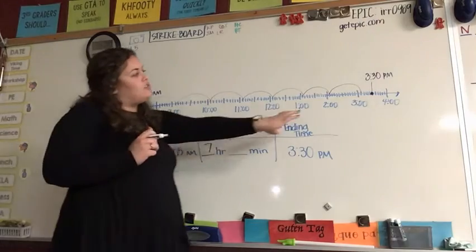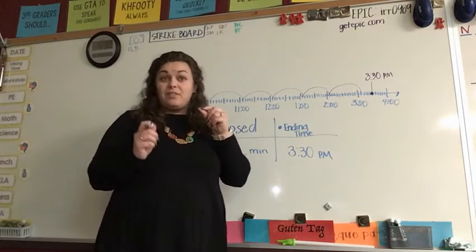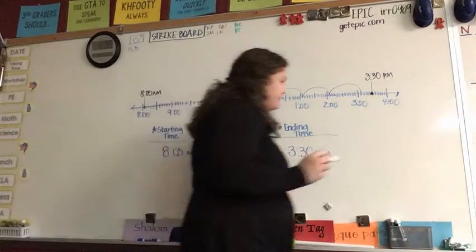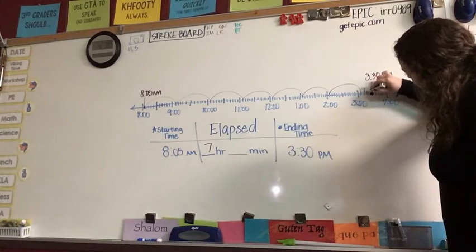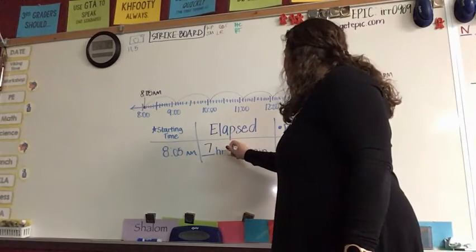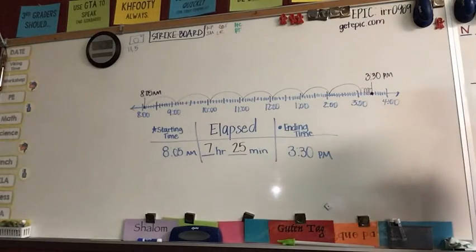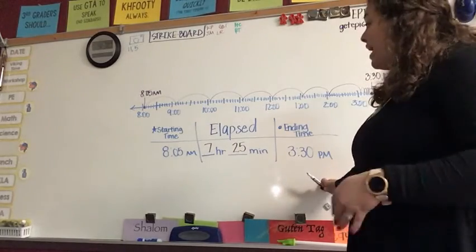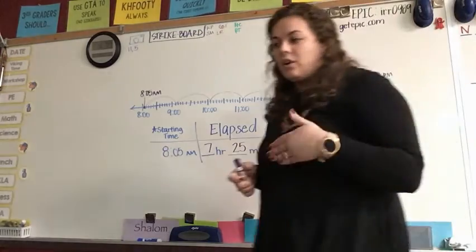Then I have to see how many extra minutes are hanging out here because we didn't make it to the end. And so I would count by fives from where I stopped my hour count to my actual final stopping point. So I'll do that here. And I just do tiny jumps here. 5, 10, 15, 20, 25. So there were 25 extra minutes between my start and my end. So my elapsed time from 8:05 to 3:30, the time that passed, will be 7 hours and 25 minutes.